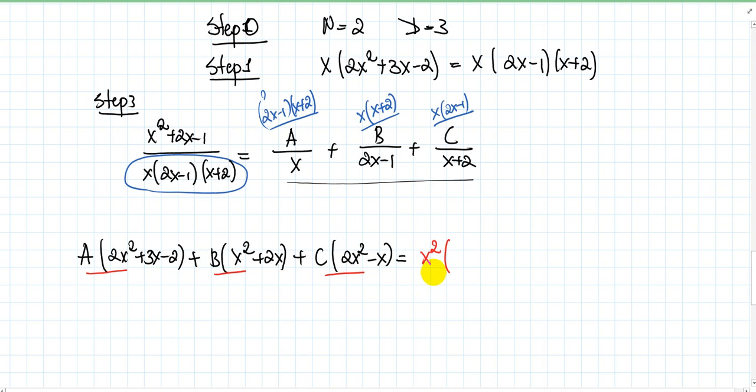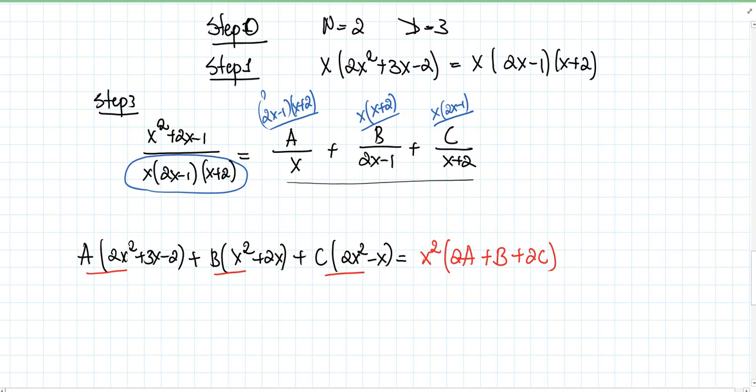So if you open the first bracket, what will be the coefficient in front of the x squared? 2A, right? 2A. What will be the coefficient in front of the second x squared? Plus B, simply B. What will be the coefficient in front of the third x squared? Plus 2C. Okay?